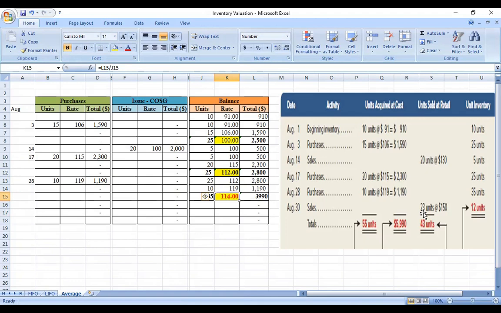Now we have made sales of 23 units on August 30. So the 30 August transaction would be 23 units at the rate of 114, and this would be 2622. And what remaining units do we have? That is 35 minus 23. Obviously it would be 12, and the rate would be 114, so it would be our balance, closing stock units, closing stock inventory, and the total of cost of goods sold would be this.